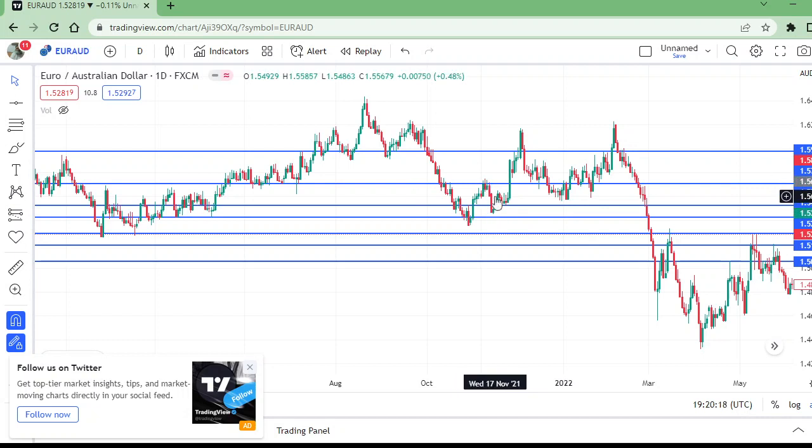the Reserve Bank of Australia increased the purchases of assets from 2 billion per week to 4 billion, and then this pair went up to this level and then came downward. That was not because of the central bank, but there was a fundamental reason.